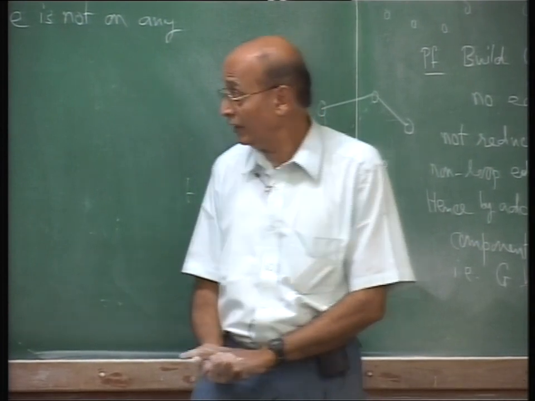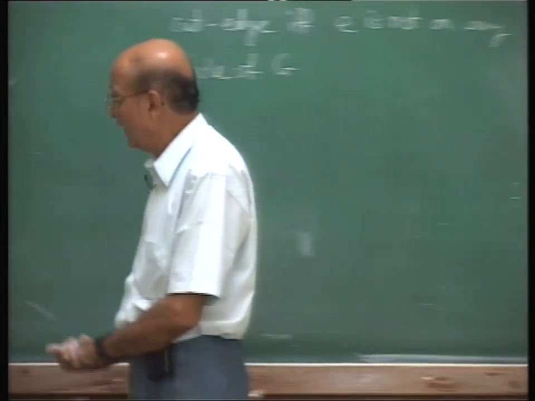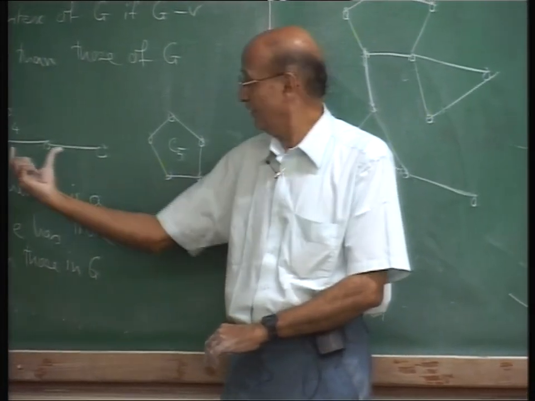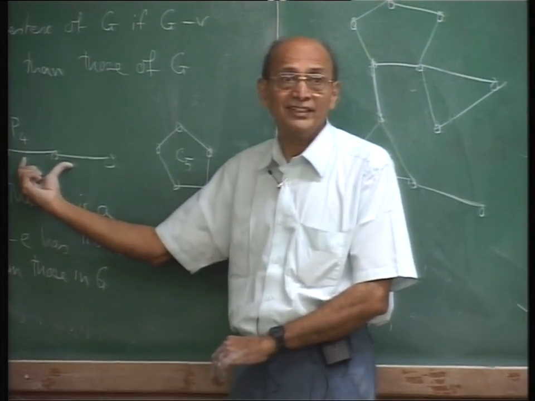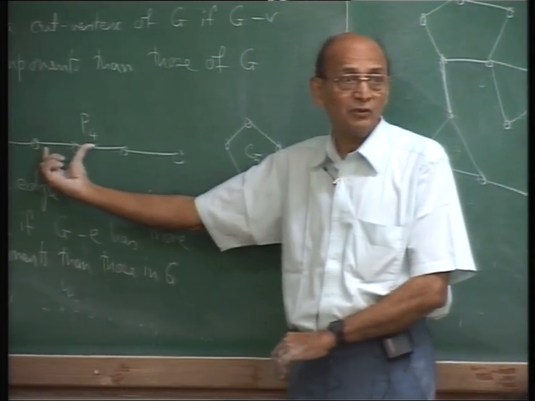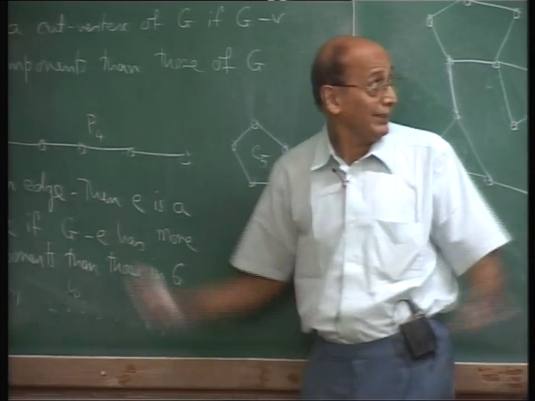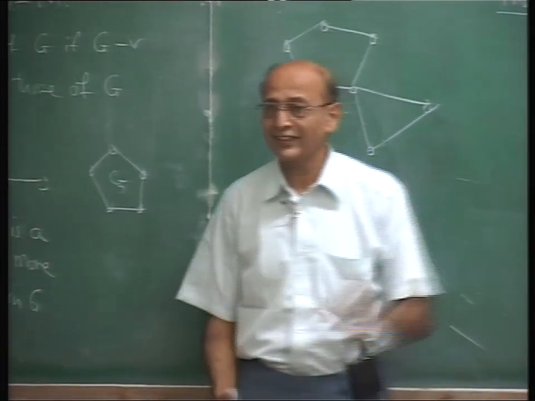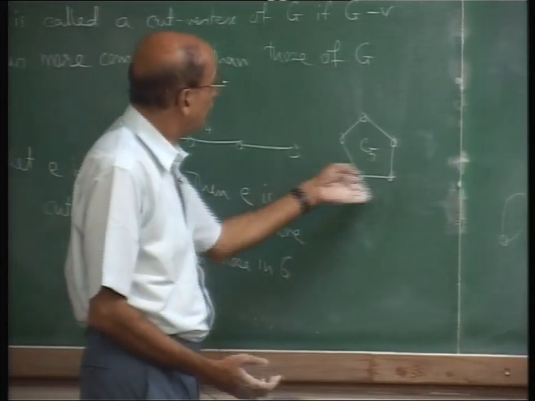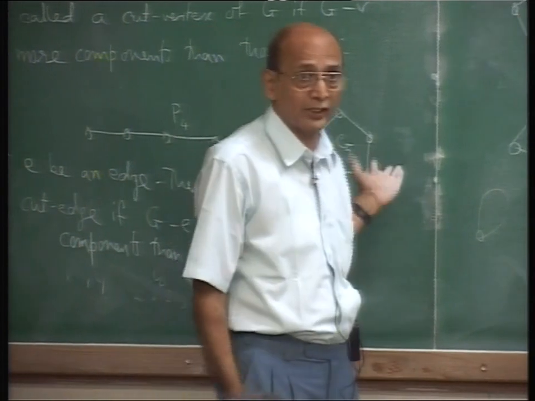So, in particular, if your graph has no cycle at all, like here, then every edge is a cut edge, which is true. For a path, every edge is a cut edge. That's exactly what that is saying. Whereas for a cycle, obviously every edge is on a cycle and therefore there are no cut edges.